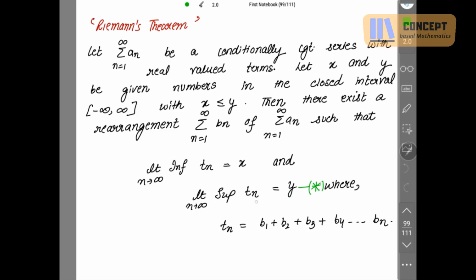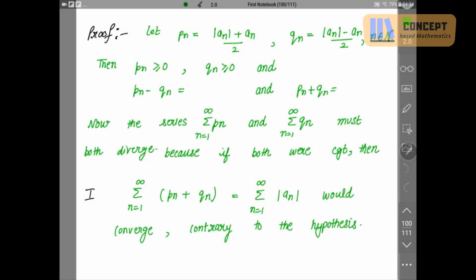And what is Tn? Tn is the sum of the first n terms, that means b1 plus b2 plus b3 plus b4 up to bn. Sum of the first n terms of bn, right? So we have to prove that the rearrangement summation bn of summation an also exists with these two conditions, right? So let's start with the proof.